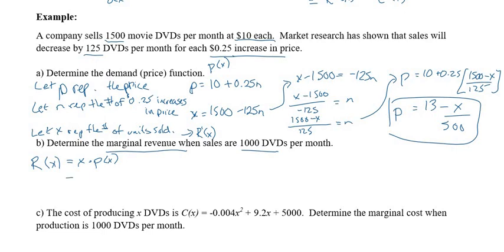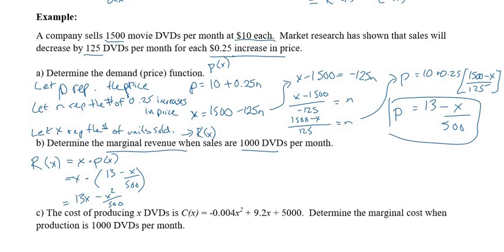So in this case, that's going to be X times, and in the last one we found out that the price function is 13 minus X over 500. Because remember, the price isn't fixed. It changes based off of how many DVDs that we sell. So in this case, that's going to be 13X minus X squared over 500.